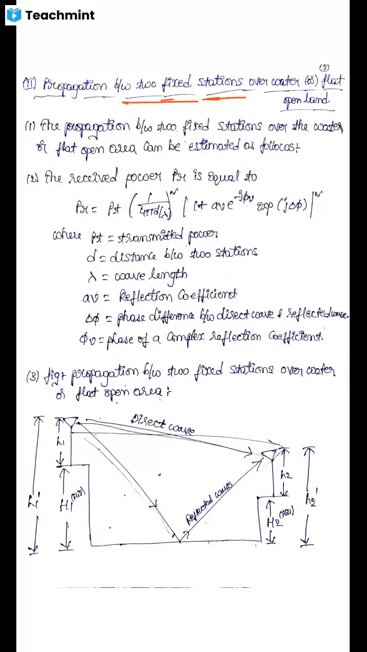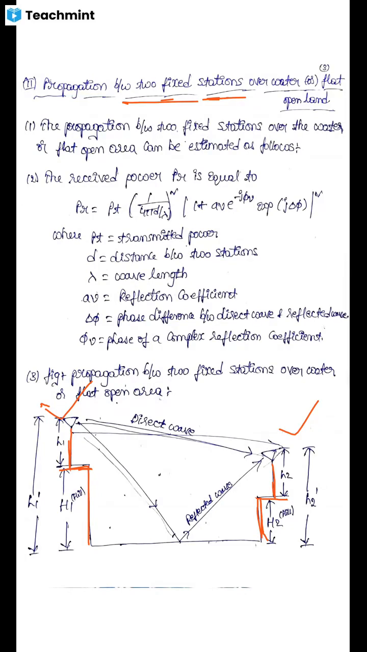or flat open land. So here I am considering two fixed stations. This is one station and the other is the second station. The first station is above the hill, at a height H1, and a fixed antenna of small h1 is placed. And on the right side, on a flat area above the land surface at a height of capital H2, an antenna of small h2 is placed.